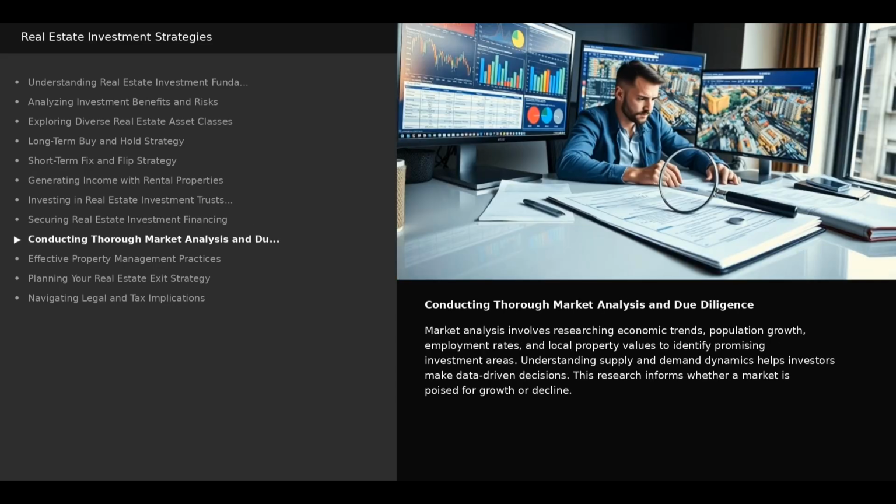Conducting thorough market analysis and due diligence. Market analysis involves researching economic trends, population growth, employment rates, and local property values to identify promising investment areas. Understanding supply and demand dynamics helps investors make data-driven decisions. This research informs whether a market is poised for growth or decline.